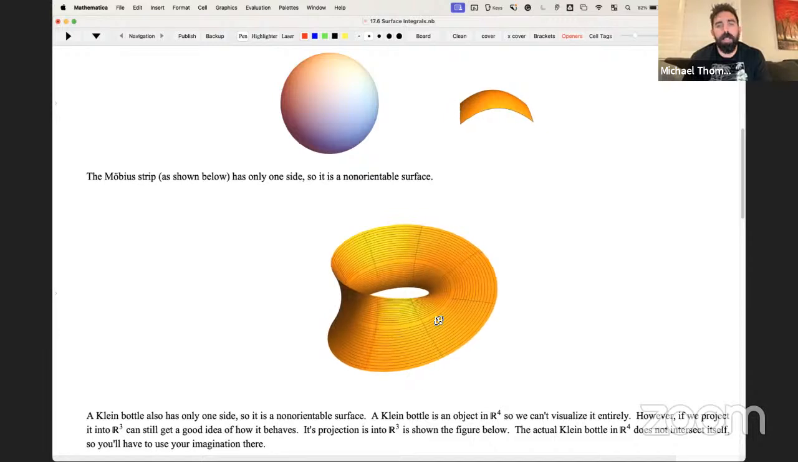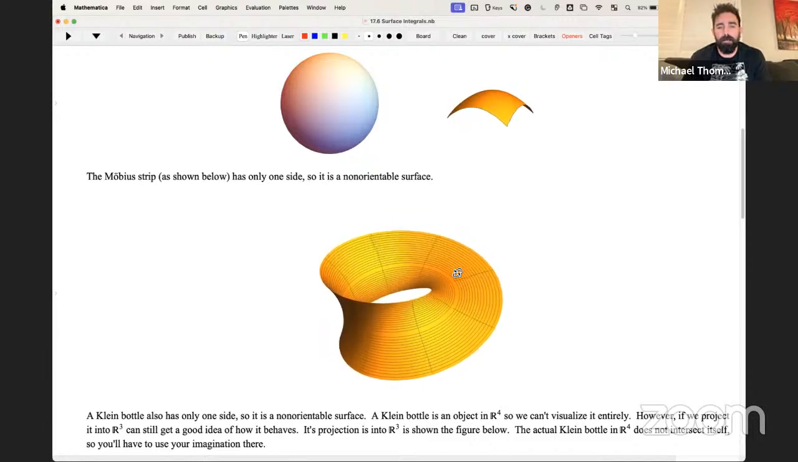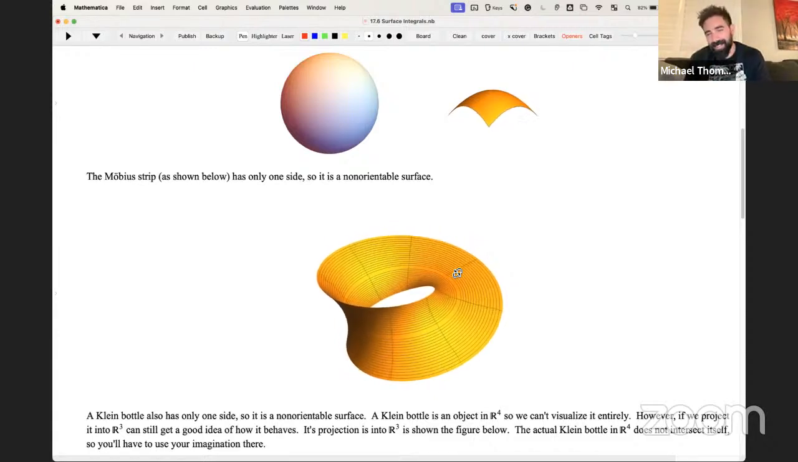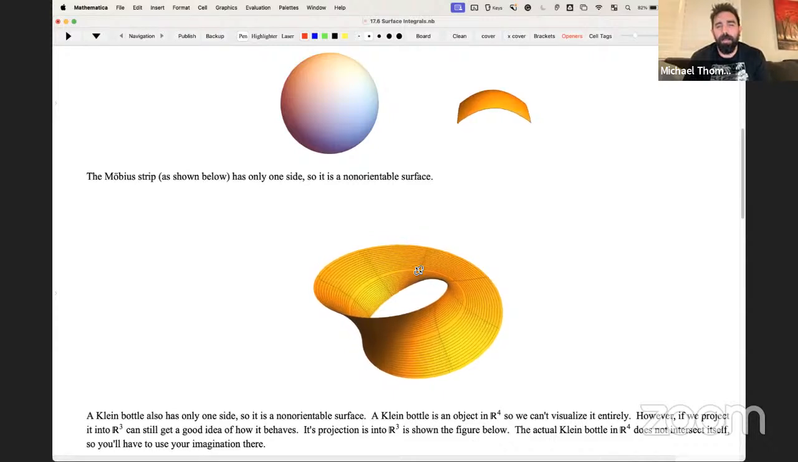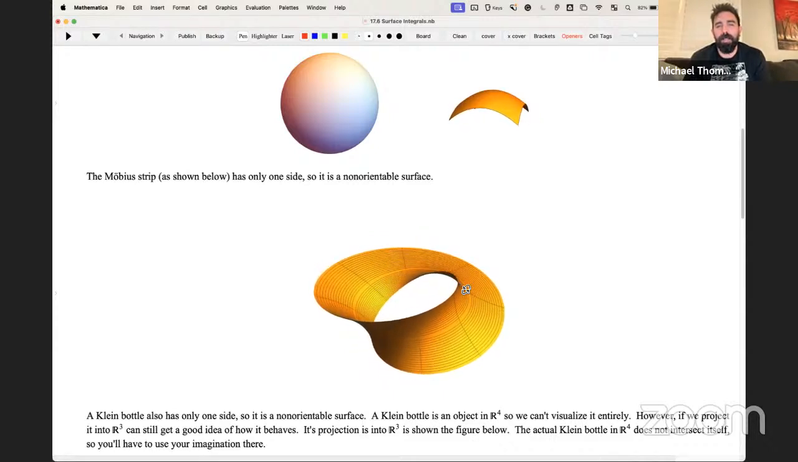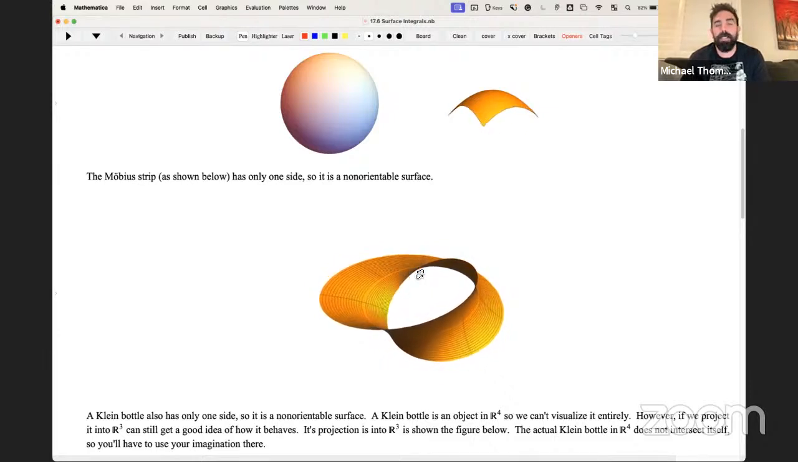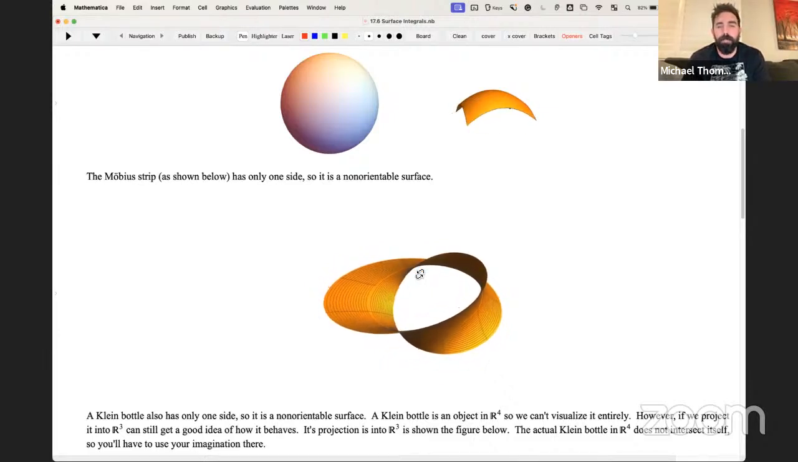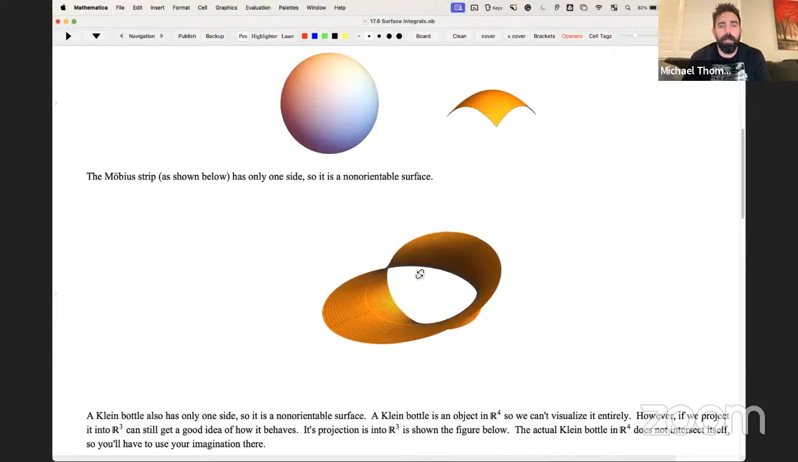If you were walking on it locally, you might think that there's two sides. If you were to look underneath it, you'd think that's got to be a different side. But if you were to walk along this thing, what you'd notice is that you'd end up on the other side without crossing any edges, which means you're really on the same side. All right, so we're not going to be calculating surface integrals over these types of surfaces.